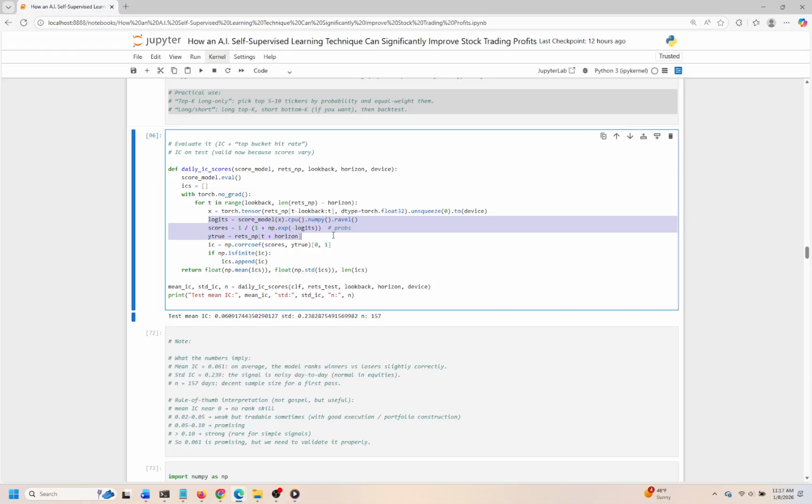The correlation coefficient between these two sets of values represents the information coefficient, a vital statistic that tells us how well our predicted scores align with actual returns. One important consideration in this process is the handling of finite values. We only keep valid correlation coefficients, which helps ensure robust results. At the end of the computation, we return the mean and standard deviation of these IC values, along with the number of observations, providing a comprehensive view of model performance over the specified evaluation period.